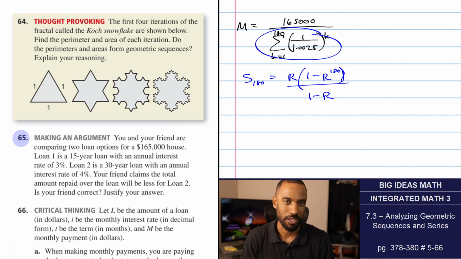Then we have a lot to do here. R times 1 minus, oh, you can't see my calculator. R times 1 minus R to the 180. I hope I'm doing this right. Over 1 minus R. This has really slowed me down. Okay, I'm going to do all this really fast. So there's a sum of something. We divide 165,000 by that number, and this becomes the monthly payment. If you multiply that by the number of months, that should be the total payment on the loan.